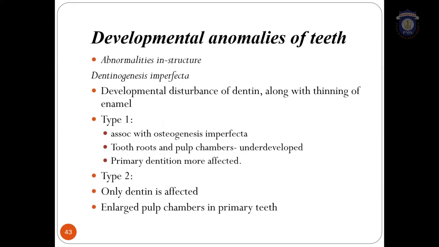Next abnormality in structure is dentinogenesis imperfecta. This occurs due to developmental disturbance of dentine along with thinning of enamel. They are of two main types. The first type is associated with osteogenesis imperfecta. This affects the tooth roots and the pulp chamber, that is, they will be underdeveloped. Type 1 affects the primary dentition. In type 2, only the dentine is affected. In the primary dentition, when it is affected in type 2, you will see that the pulp chambers are enlarged.